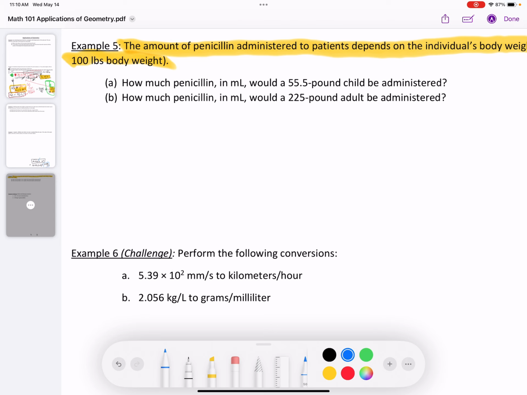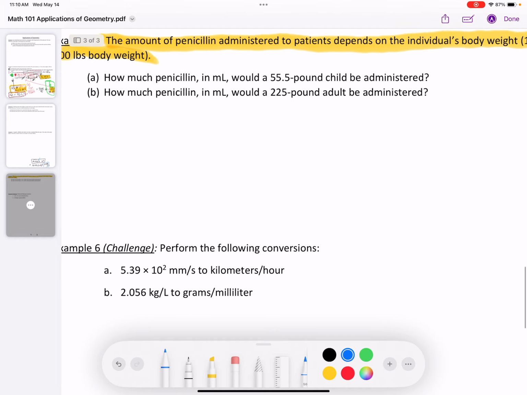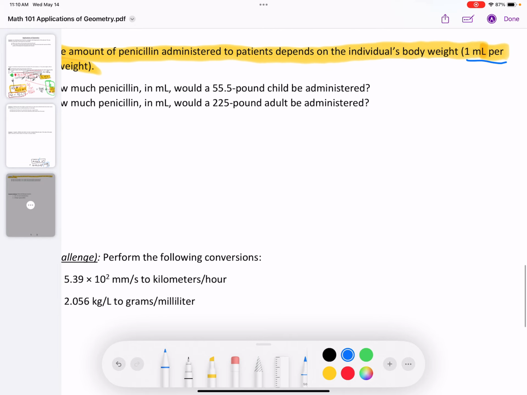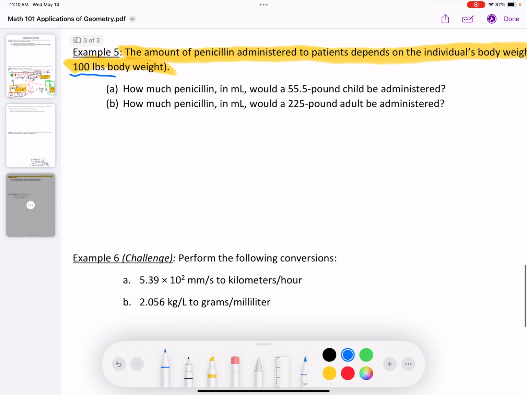Anyway, the amount of penicillin administered to patients depends on the individual's body weight. So it's 1 milliliter of penicillin per 100 pounds of body weight. Okay. That sounds good. There's nothing to draw here.